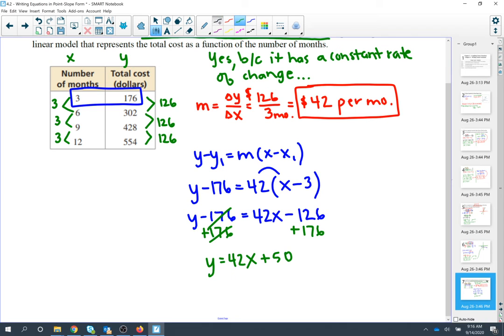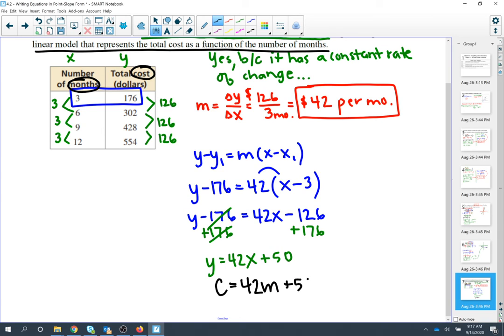Now, I'm just going to change up one thing here because here we have y, here we have x. Well, x is really the number of months and y is really the total cost. So instead of x and y, to make this a little bit more meaningful, because it says linear model that represents the total cost as a function of the number of months, I'm going to make y my total cost equals 42 times my number of months plus 50. And that would be my equation.